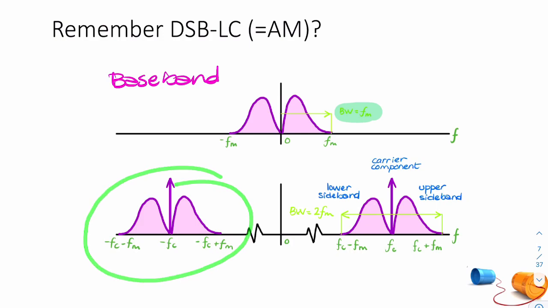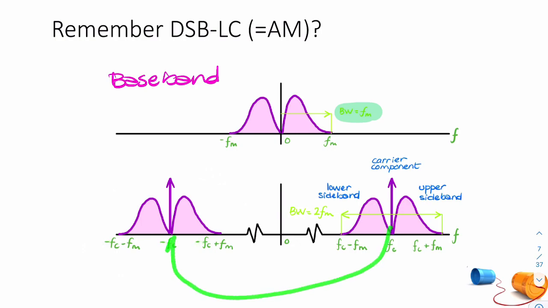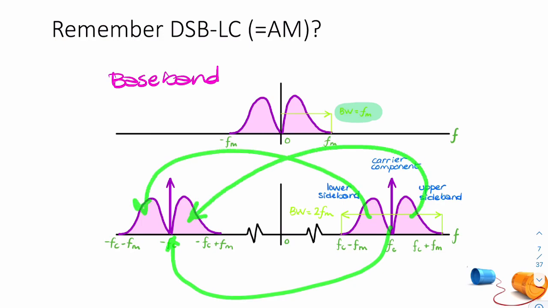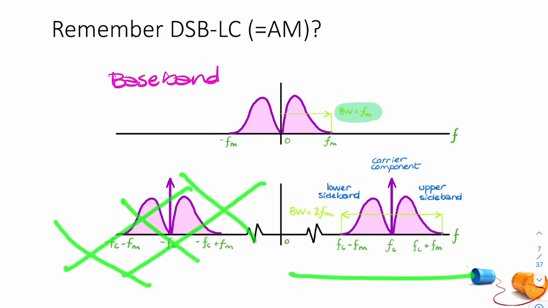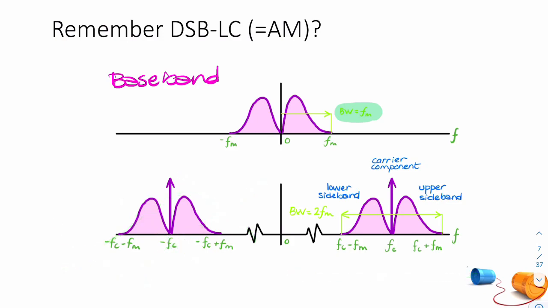This is just the negative frequency reflection of that. So the carrier is there, the lower sideband is there, and the upper sideband is there. But you can ignore that and just focus on that side of the frequency axis. So that's double sideband. And the important thing to note here is that the bandwidth is twice FM.